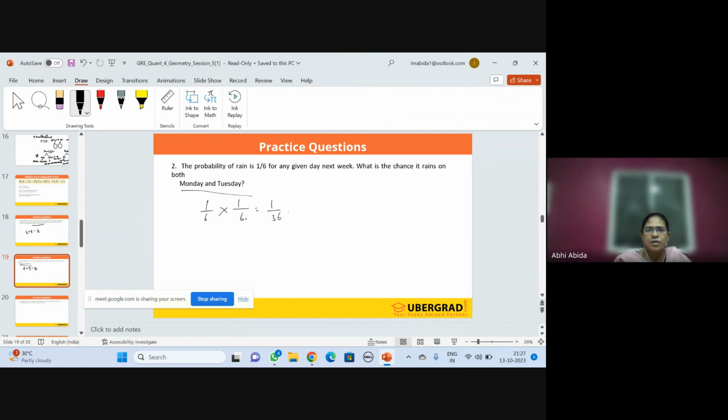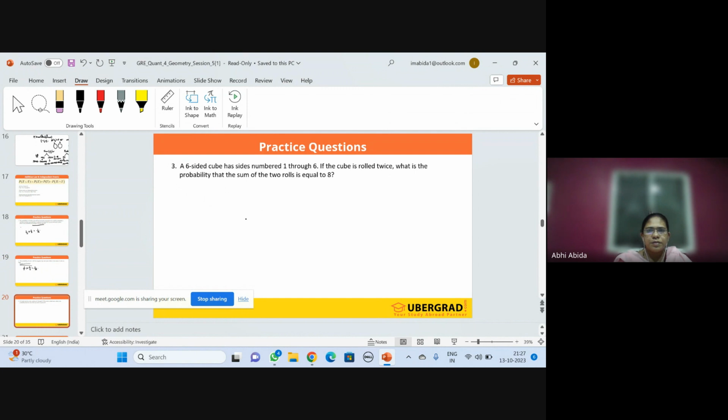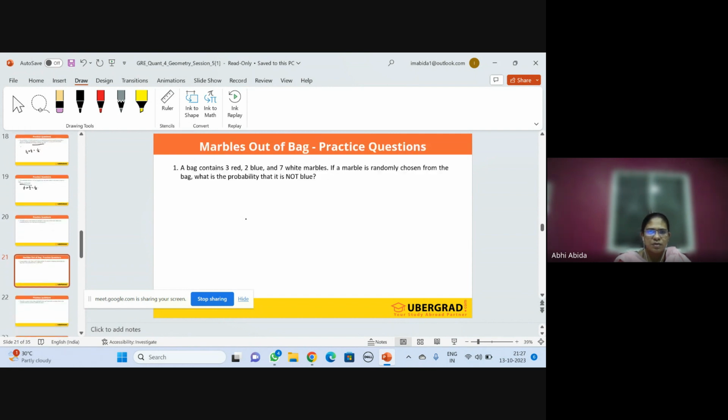Okay. Next. A six-sided cube has sides numbered 1 through 6. If the cube is rolled twice, what is the probability that the sum is 8? We have already done the probability of the sum of two dice rolled equals 8, right? The same thing. So that was 5 divided by 36. It's done already. Yes, we will see some questions on marbles.